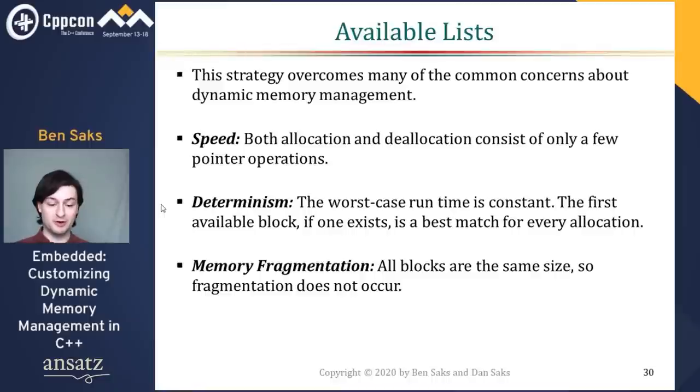They both involve only a small number of pointer operations to take a block off the list or move a block back onto the list. It's deterministic because the worst case runtime is constant. There are only two cases. Either there's memory available, in which case you take the first block because all the blocks are the same size. They're all equally good matches for the size of memory you're being asked for. Or there's no memory available, in which case you return false, return failure.